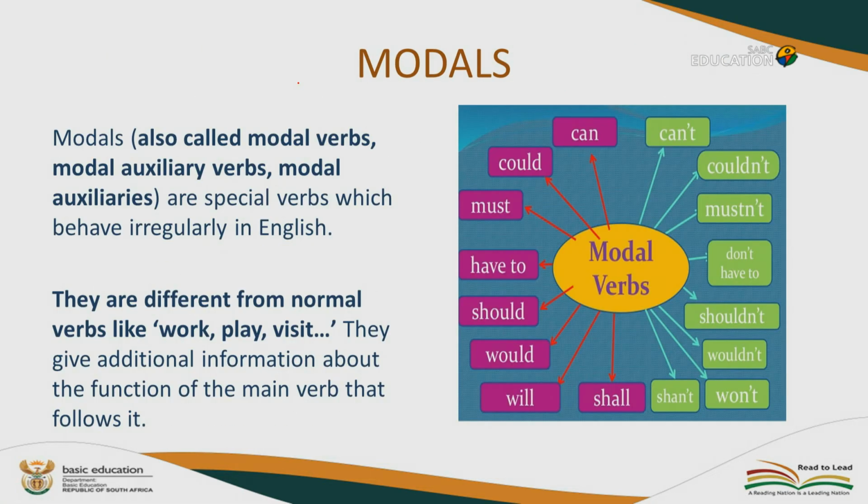Let us look at modal verbs. What are modals? Modals are part of verbs, but they are also called modal verbs or auxiliary verbs. They are special verbs which work hand in hand with the main verb. The different types of modals are can, could, must, have to, should, would, will, as well as shall. And they also come in the past tense.